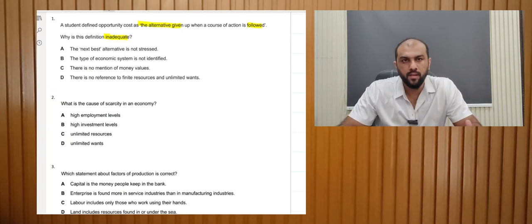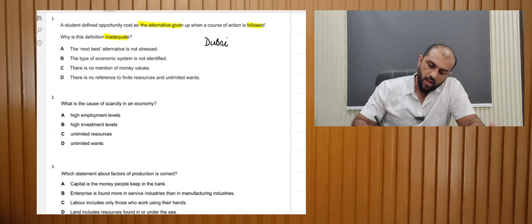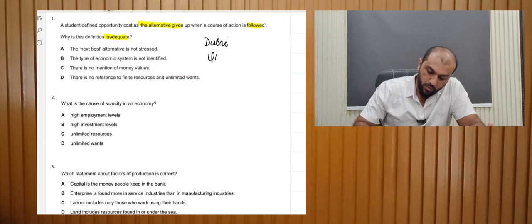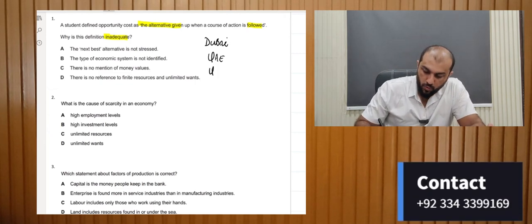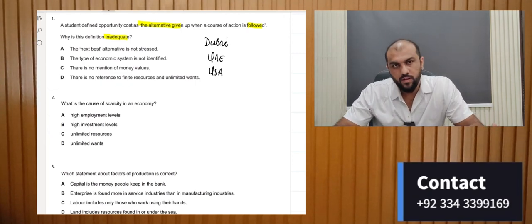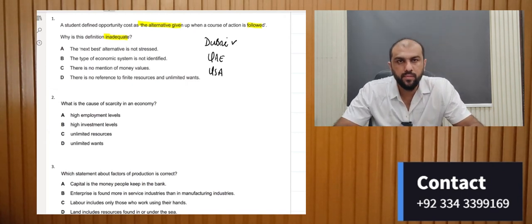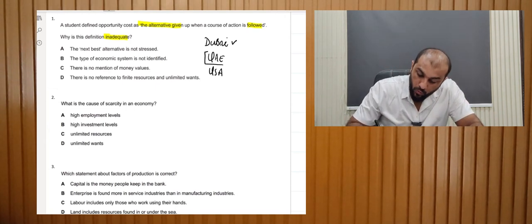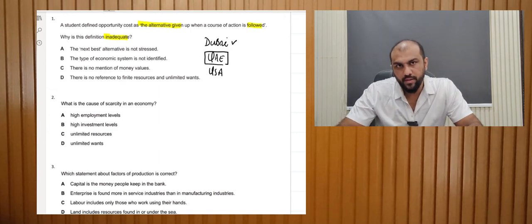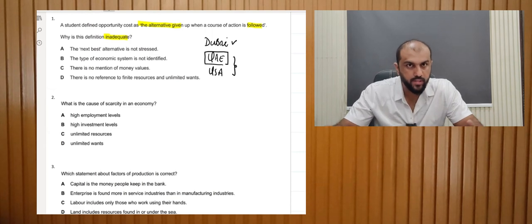Let's say I want to go to Dubai. If I'm unable to go to Dubai, I would want to go to, let's say, UAE. And if I'm unable to go to UAE, I would want to go to USA. So these are my priorities. If I go to Dubai, the opportunity cost is only UAE, the next best alternative, rather than all the alternatives. That is why it's wrong.